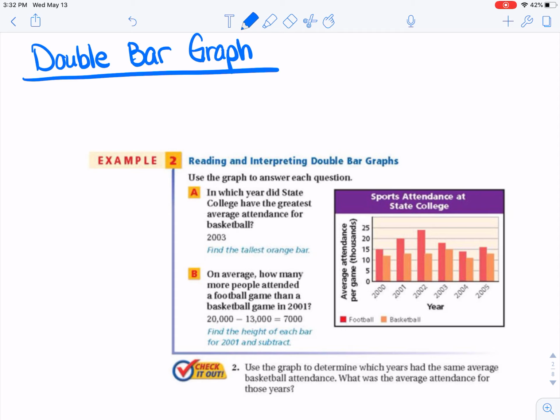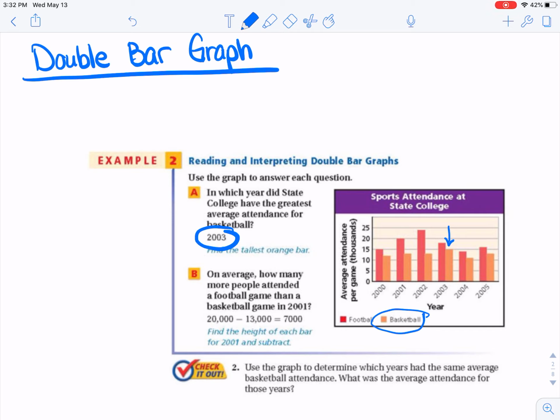So looking at the questions that they have, the first one, letter A, says, in which year did State College have the greatest attendance for basketball? Well, basketball is the orange one, so I want to look for the biggest orange bar. The biggest orange bar looks like it's in 2003. That's why they put that as the answer.